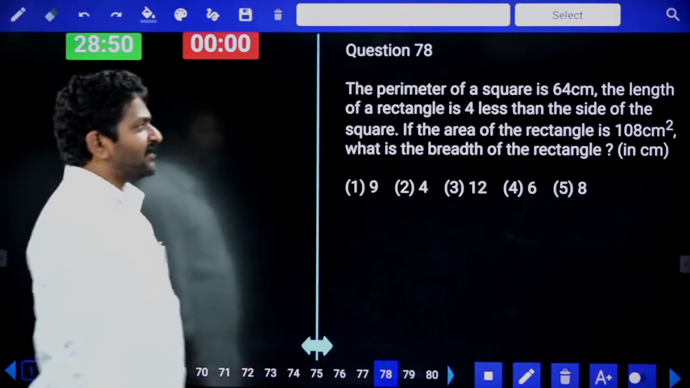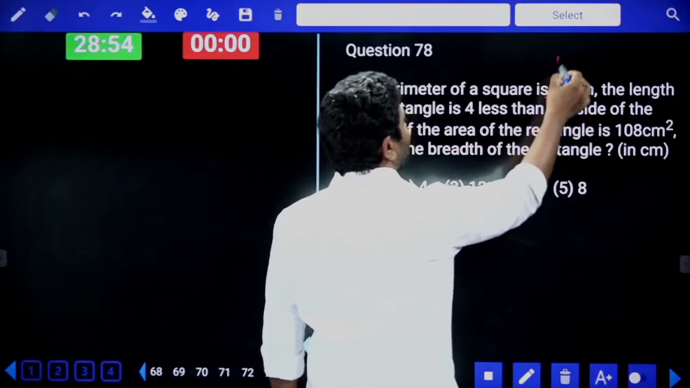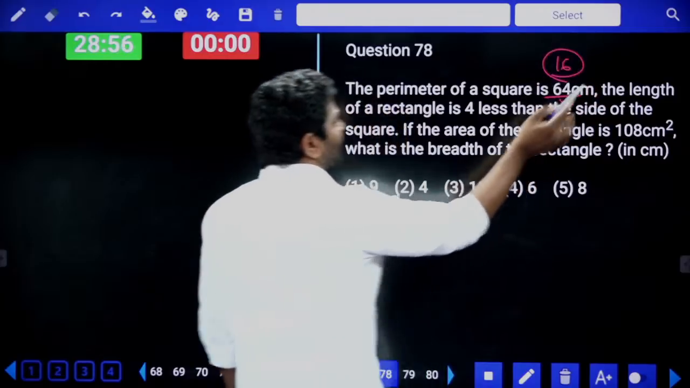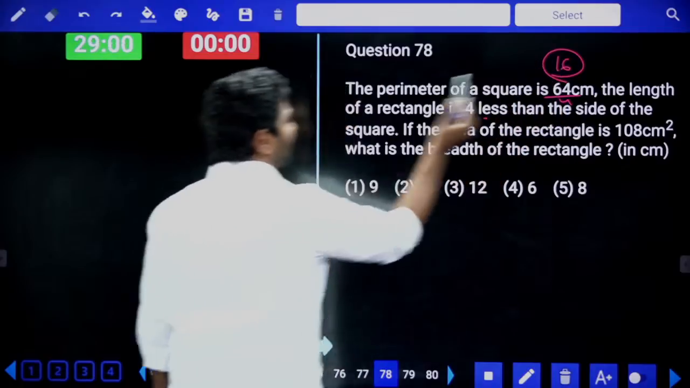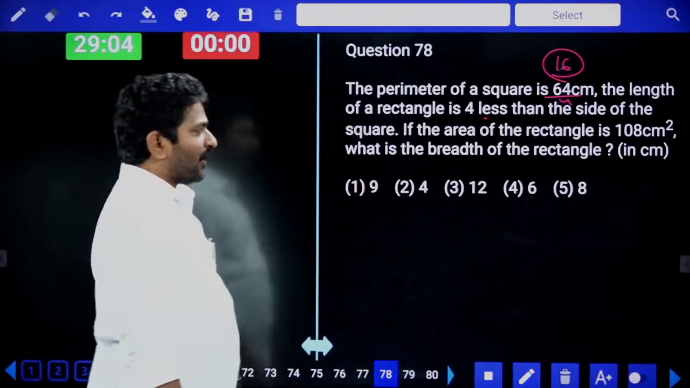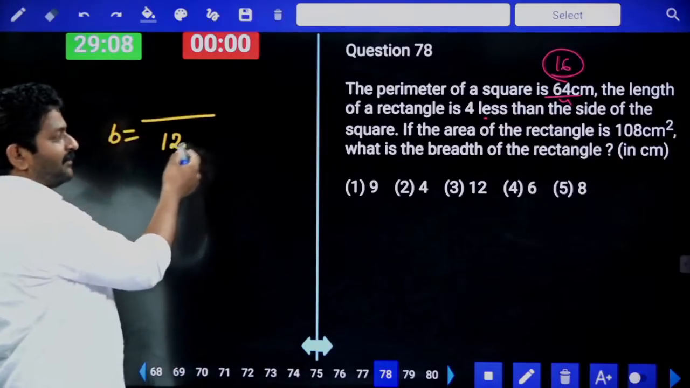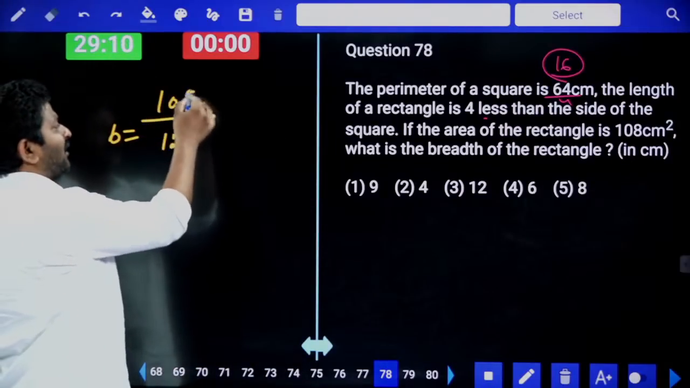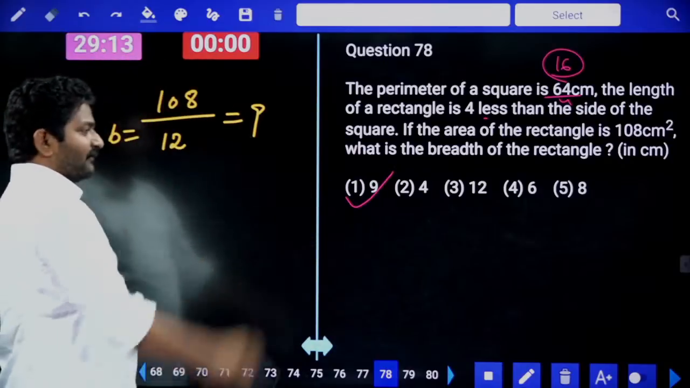The perimeter of the square is 64. Then side is equal to 64 divided by 4, which is equal to 16. The length of the rectangle is 4 less than the side of the square. 4 less than this number, that is equal to 12. The area of the rectangle is 108. What is the breadth? To calculate breadth, that is area divided by length, area is equal to 108, and the answer is equal to 9, which is equal to the first option, final answer.